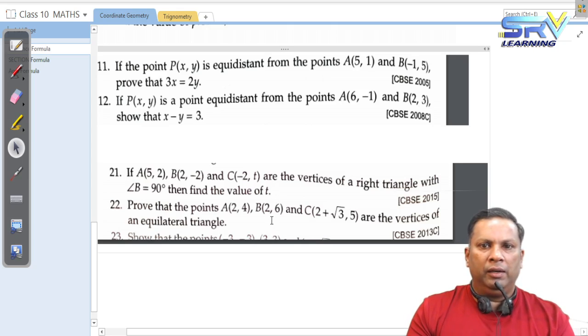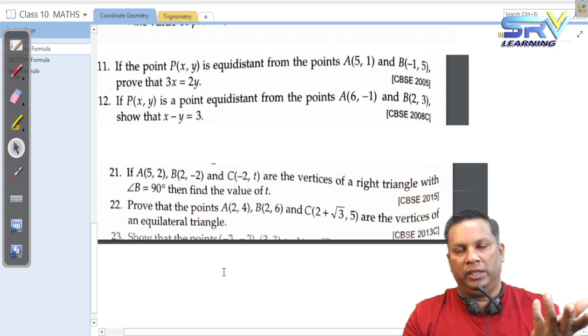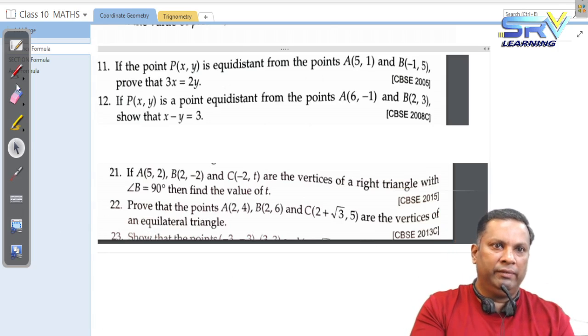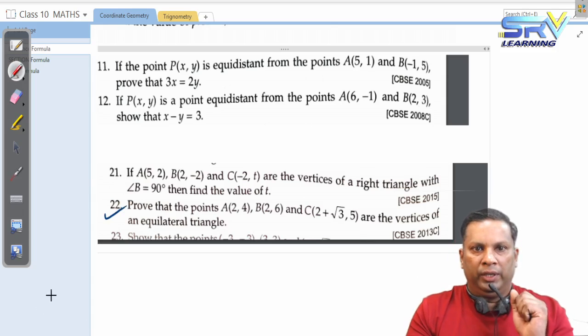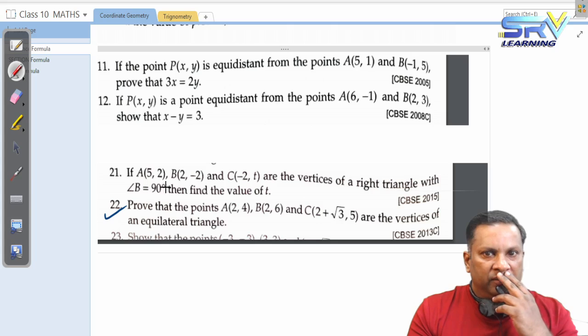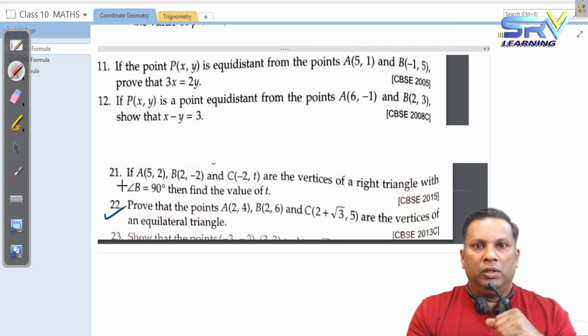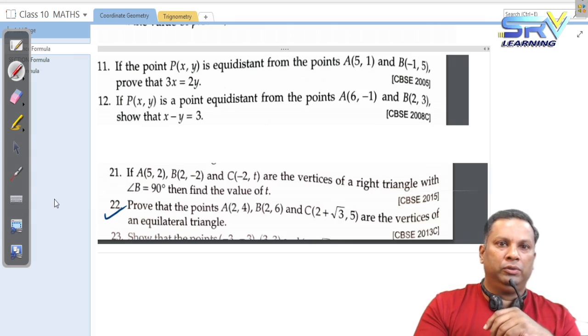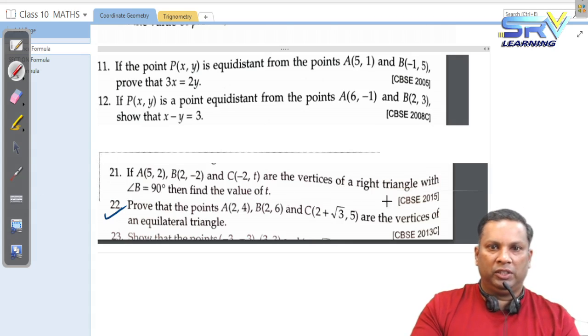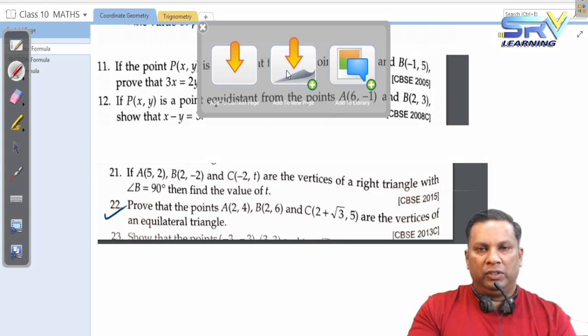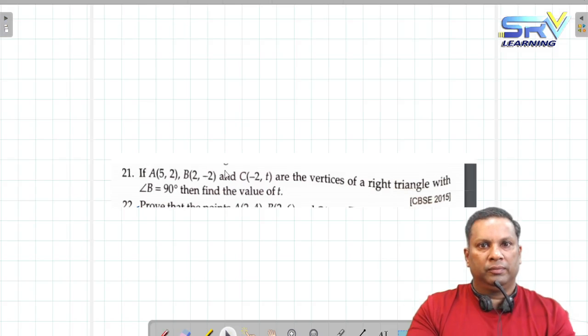So how will it be in an equilateral triangle? AB should be equal to BC should be equal to CA. If you do that and get all three values, you will get that it is an equilateral triangle. That will be proved. Now vertices of a right angle triangle, one angle will be 90 degrees. How will that be done? In a right angle triangle, Pythagoras theorem applies. So I will do it for you and show you. This will be the last question of distance formula. I think you will be getting a fair idea of distance, how to use the distance formula by now.